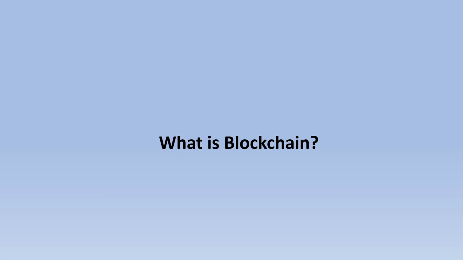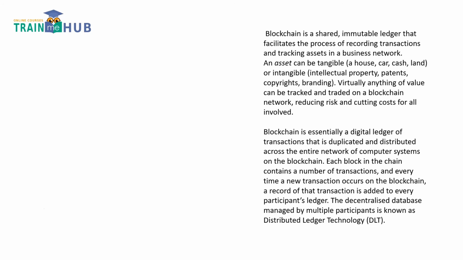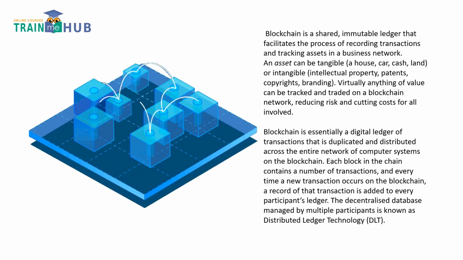Now let's cover what is blockchain. Blockchain is a shared, immutable ledger that facilitates the process of recording transactions and tracking assets in a business network. An asset can be tangible, a house, a car, cash, land, or intangible as well. Examples, intellectual property, patents, copyrights, and branding. Virtually anything of value can be tracked and traded on a blockchain network, reducing risk and cutting costs for all involved.